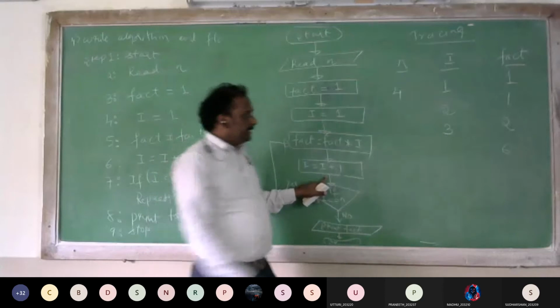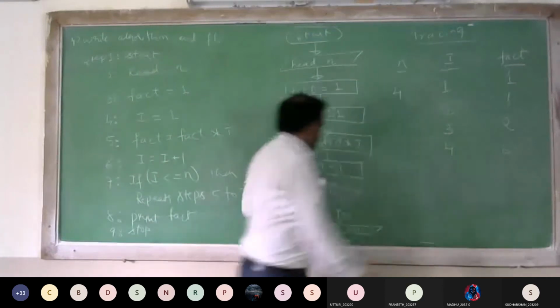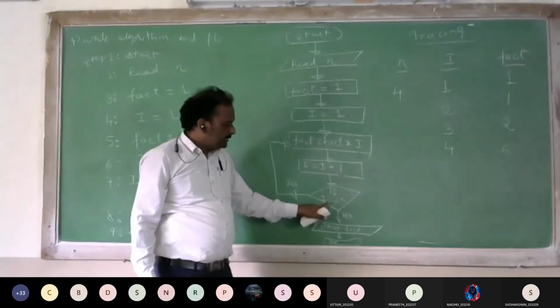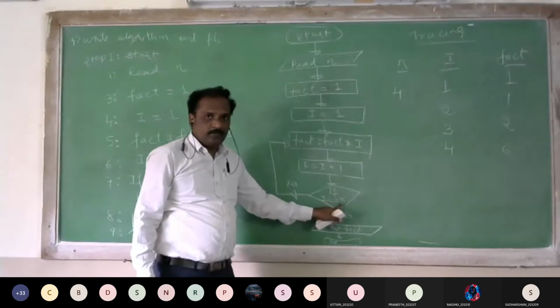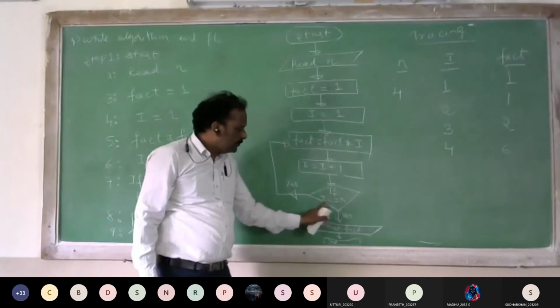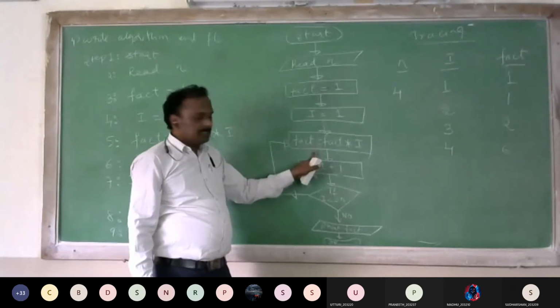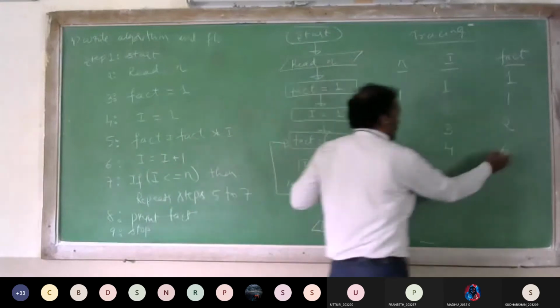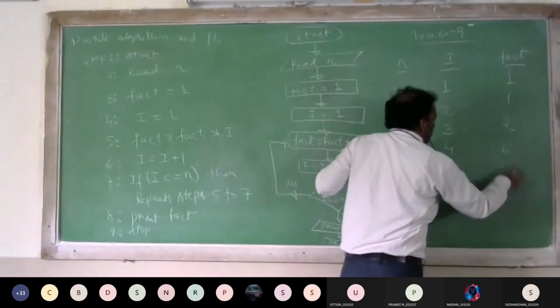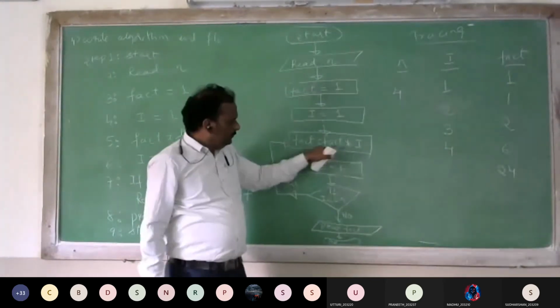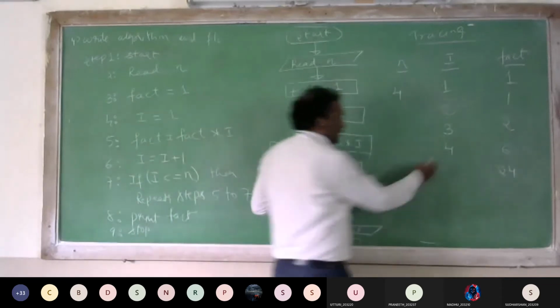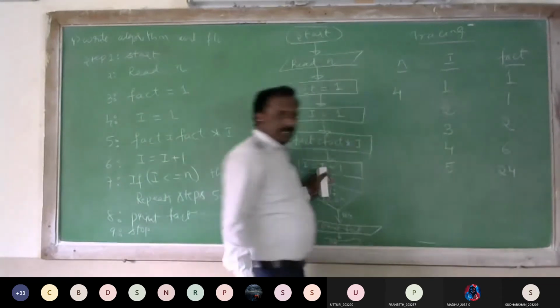Get the next number. The next number is 3 plus 1, which is 4. Again check the condition. Is 4 less than or equal to 4? 4 is equal to 4, right? Again, yes. Come to this step. Factorial is equal to factorial into I. 6 into 4, 24. Get the next number. What is the next number? 4 plus 1 is 5.